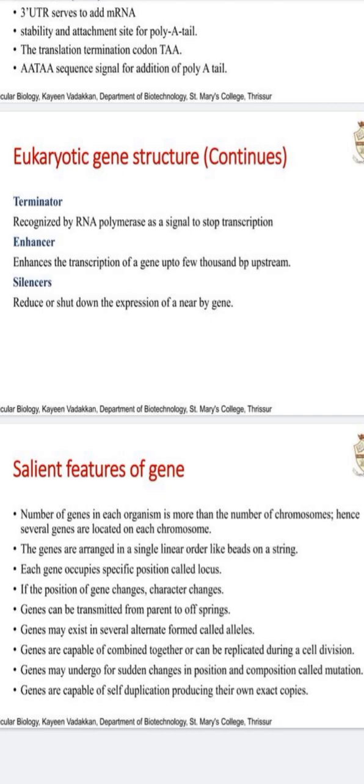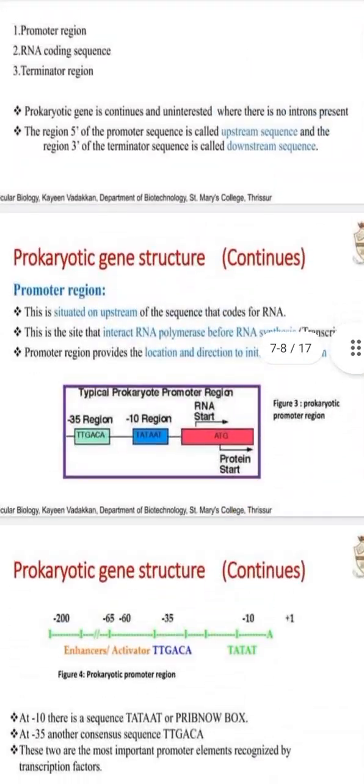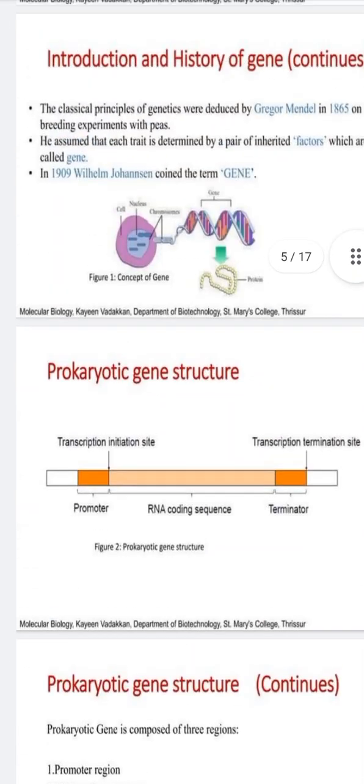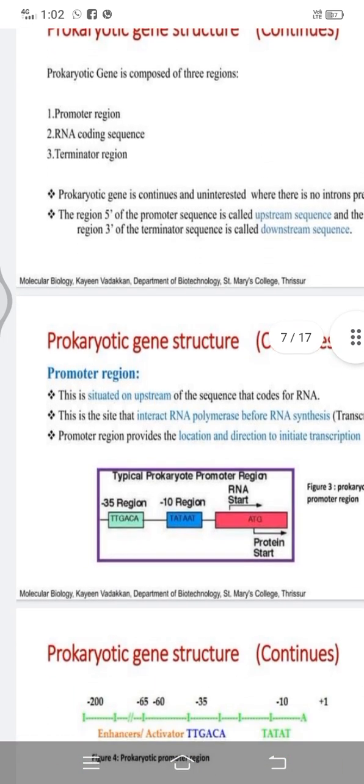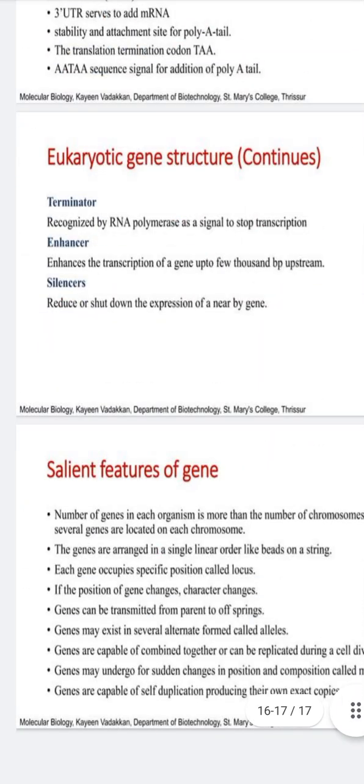Mutation will happen only when there are dramatic changes in their position or their structure or some changes in the genes. Also, genes are capable of self-duplication, providing their own exact copies. So genes make their own copies. These are the salient features of genes. So basic genes, genetics, alleles, locus, every term is very important to understand molecular biology and genetics. So this is about the gene, and thank you.